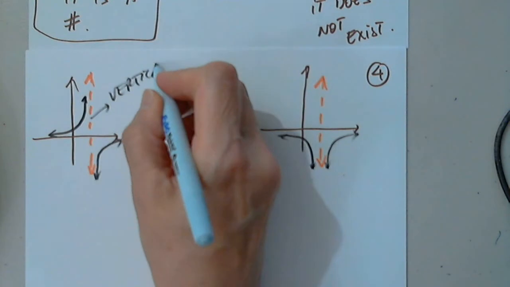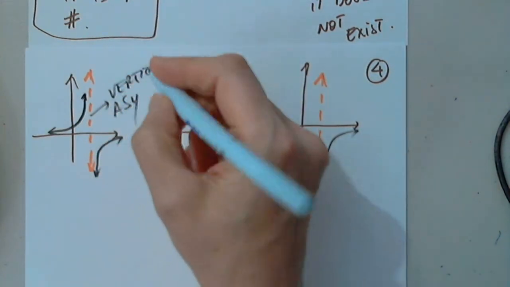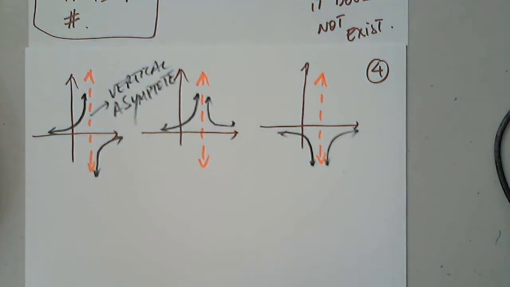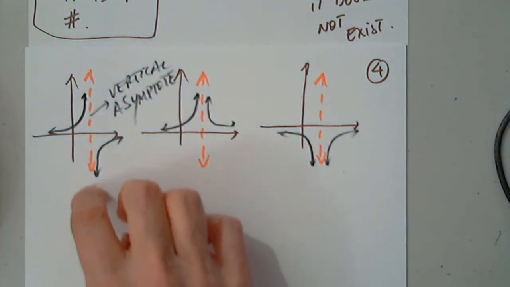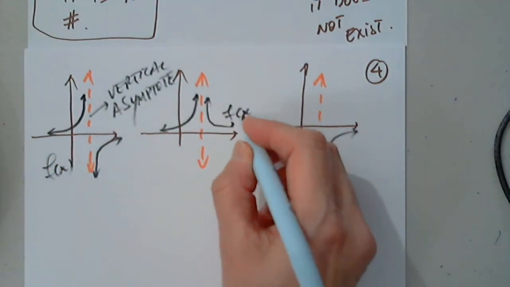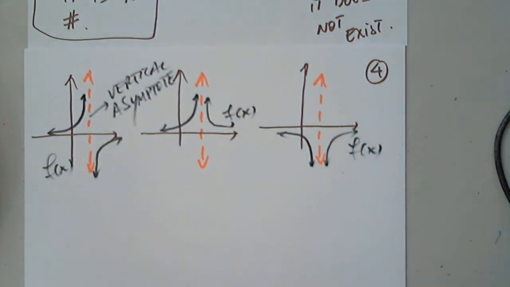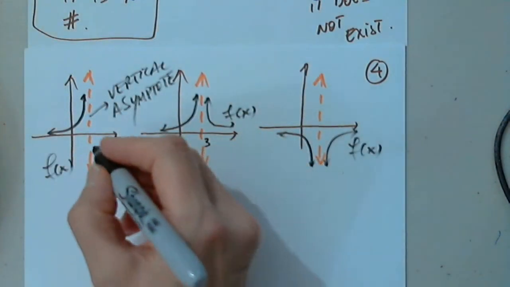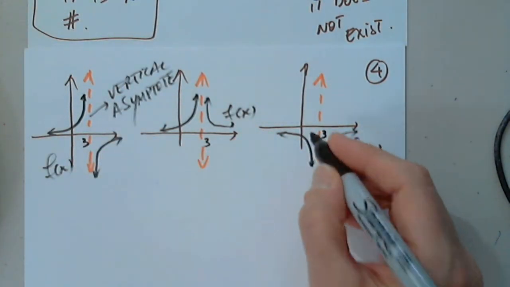Vertical asymptote. So the graph is these two pieces, and that's f of x, and that's f of x. Awesome. Now, of course, this is our 3. We got stuck with 3.